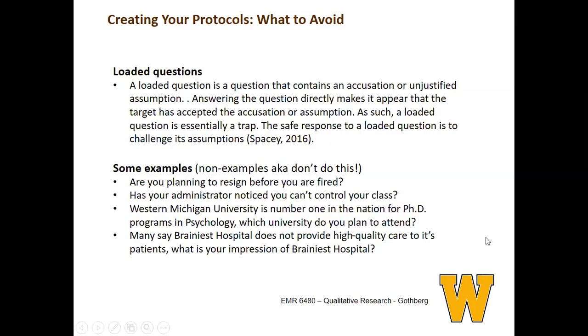Another type of question is a loaded question. A loaded question contains an accusation or unjustified assumption. Answering the question directly makes it appear that a target has accepted that accusation or that assumption. As such, a loaded question, you can think of it as a trap. The safe response to a loaded question is to challenge its assumptions. Here are some examples of loaded questions. And again, these are things you don't want to do in your protocols.